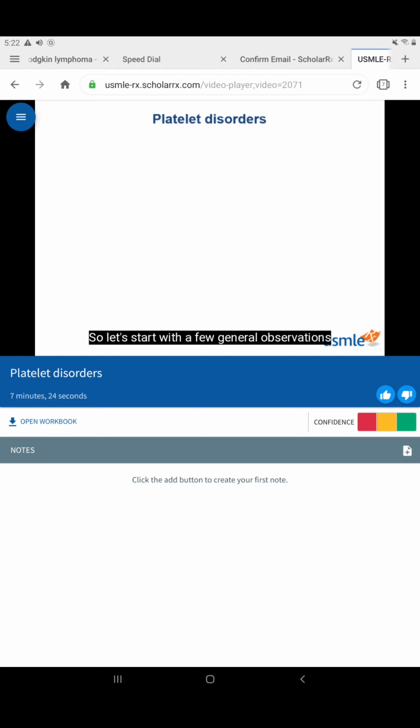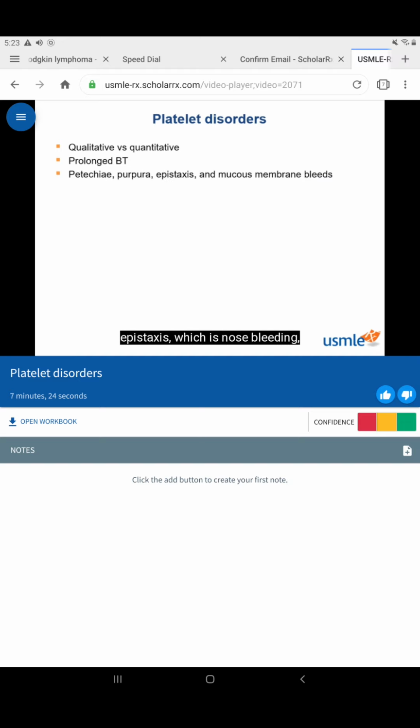So let's start with a few general observations before we dive into individual pathologies. Platelet disorders can either be quantitative, qualitative, or both, meaning that either they happen because you lose a number of platelets, because you lose the function of platelets, or both happen at the same time. Regardless of which one it is, the end result is prolonged bleeding time, and small forms of bleeding like petechiae or purpura, epistaxis, which is nose bleeding, and mucous membrane bleeds.